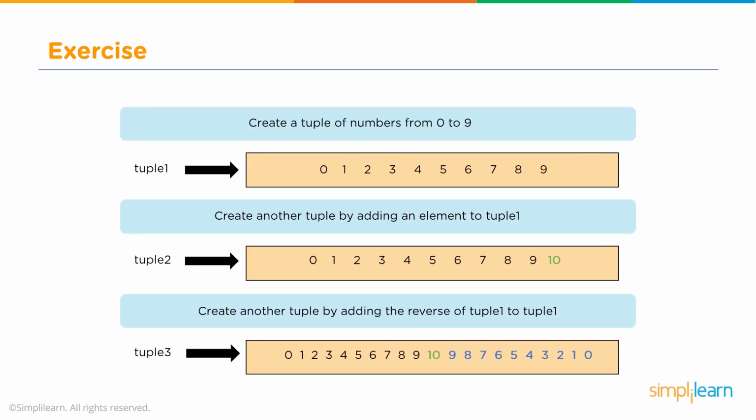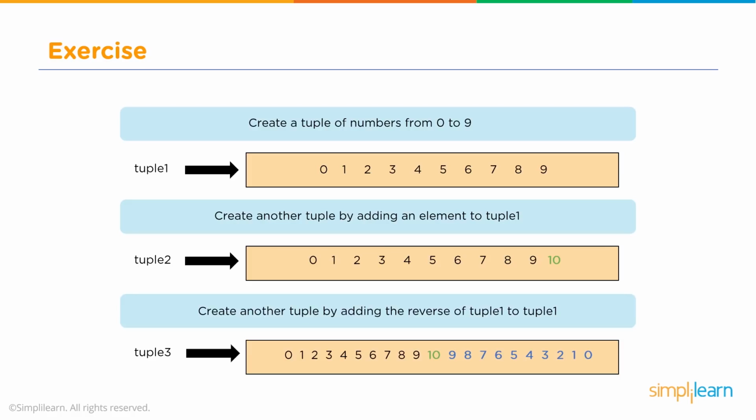Then we'll create a tuple by adding the reverse of tuple 1 to this tuple. So first we have tuple 1 which has all the elements, then tuple 2 which has all the elements of tuple 1 plus another number, and then we have tuple 3 where we have all the elements of tuple 2 plus the reverse of tuple 1.